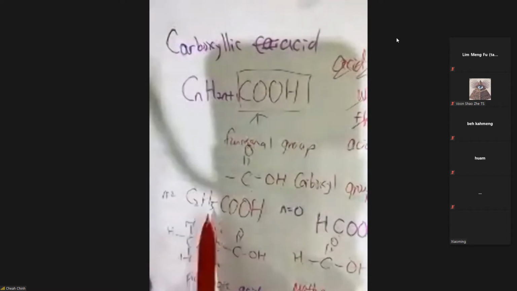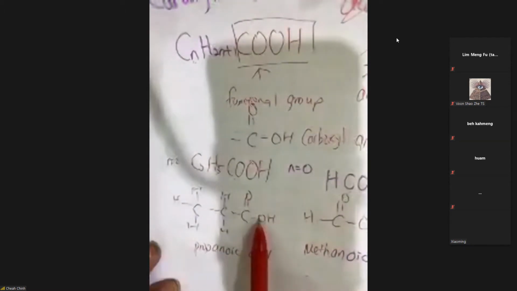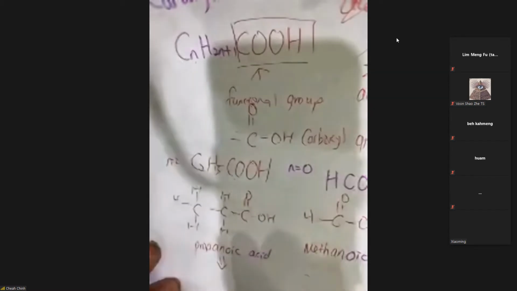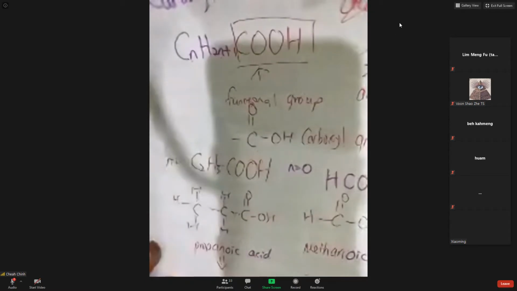Same with propanoic acid. For propanoic acid, you can see it has 5, 6 hydrogen. Can all 6 hydrogen become hydrogen ion? The answer is no. Only the hydrogen that is joined to oxygen will become hydrogen ion. So I write down here: C2H5COO negative plus hydrogen ion. Only this one will become hydrogen ion. Others remain.